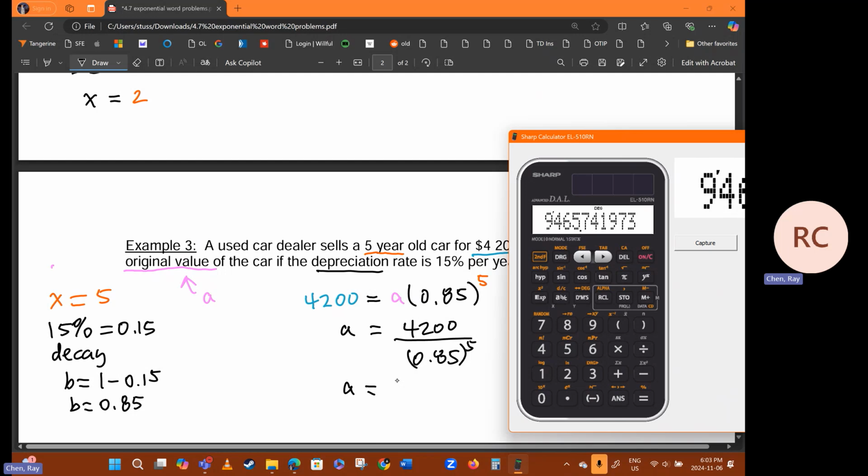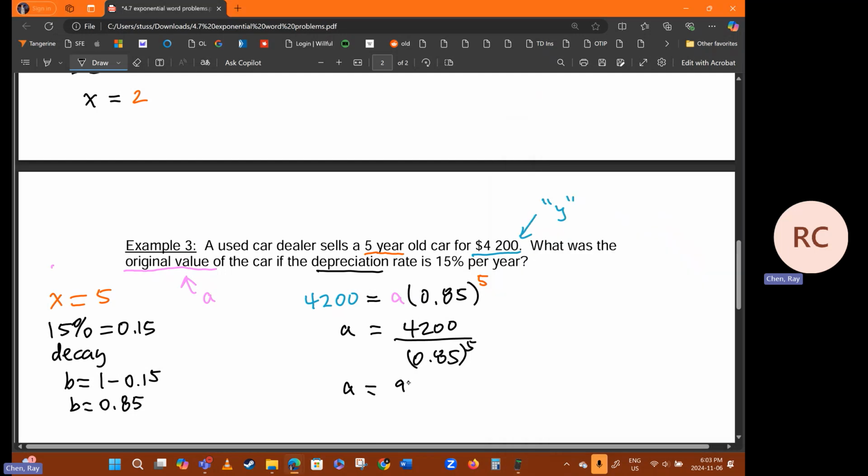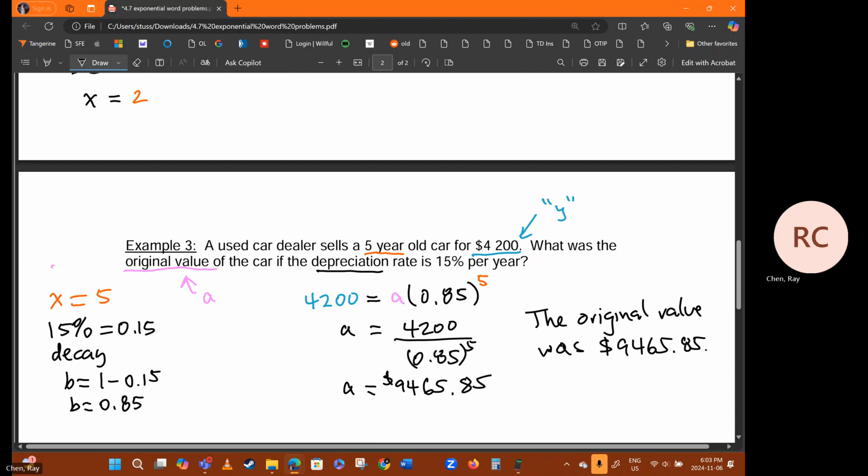So the price of the used car was $9,465.85. So the original value was $9,465.85. Okay.